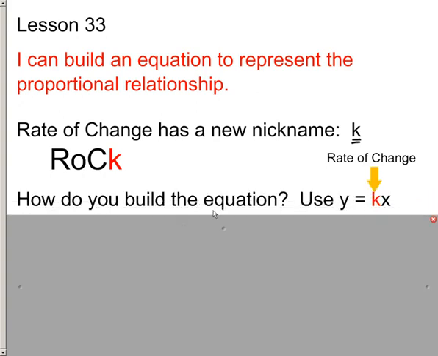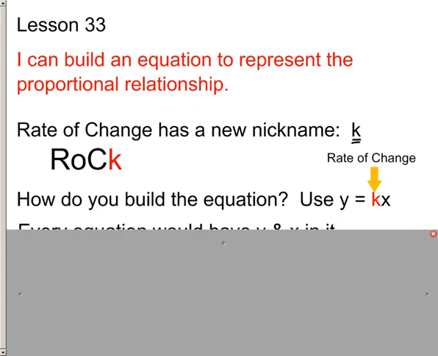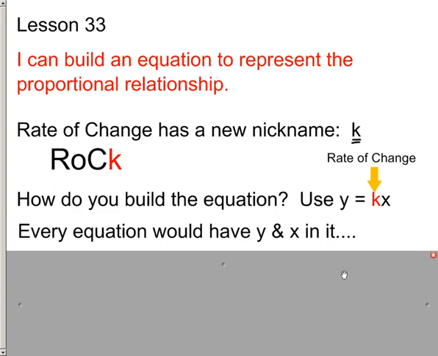How do you build an equation? Well, we're going to use y equals the rate of change times x. So our rate of change is right there, the K, and that stands for the rock, the rate of change. And so one letter represents the whole rock, the rate of change. And when you write this equation, the y is going to be there and the x is going to be there, okay? So you don't have to think about what this letter has to be and what that letter has to be. It's always going to be y equals whatever that rate of change number is and x. So the y and x will always be in there.